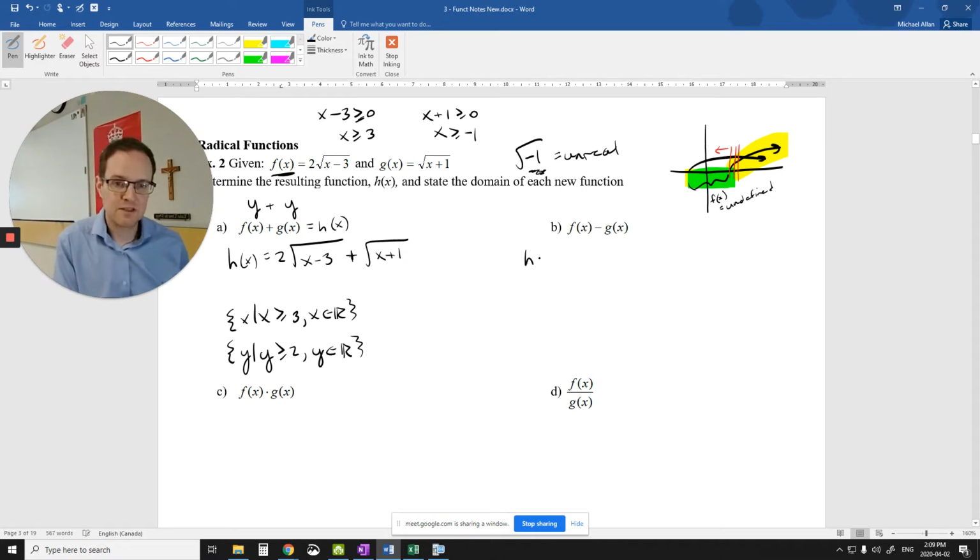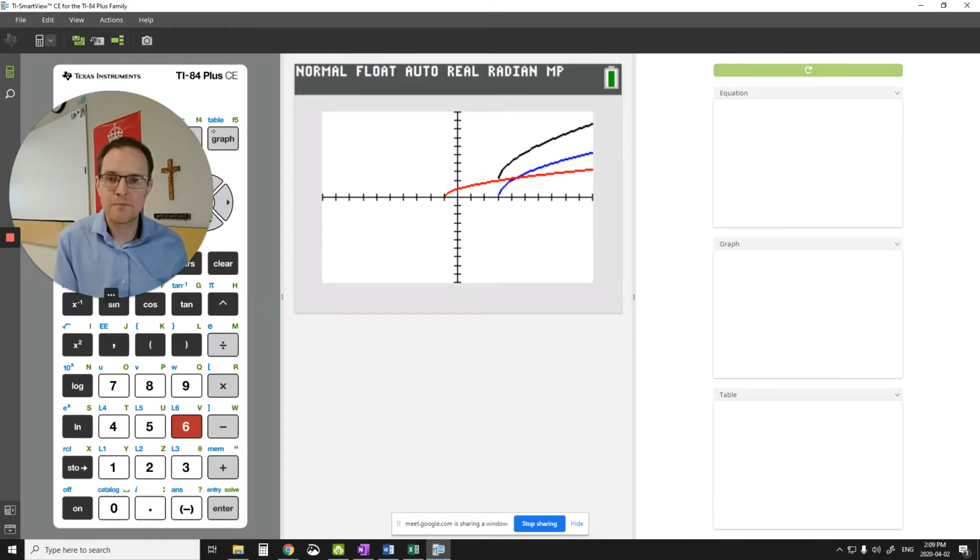Okay, so we're going to do the same thing with this one over here. I'm going to subtract these two this time. Same rule applies. You're really just subtracting y values. If there's no y value to subtract, then my domain is going to be limited. So I'm going to have the same kind of domain here, but now I'm going to subtract one from the other. So let's see what that looks like when we graph that out.